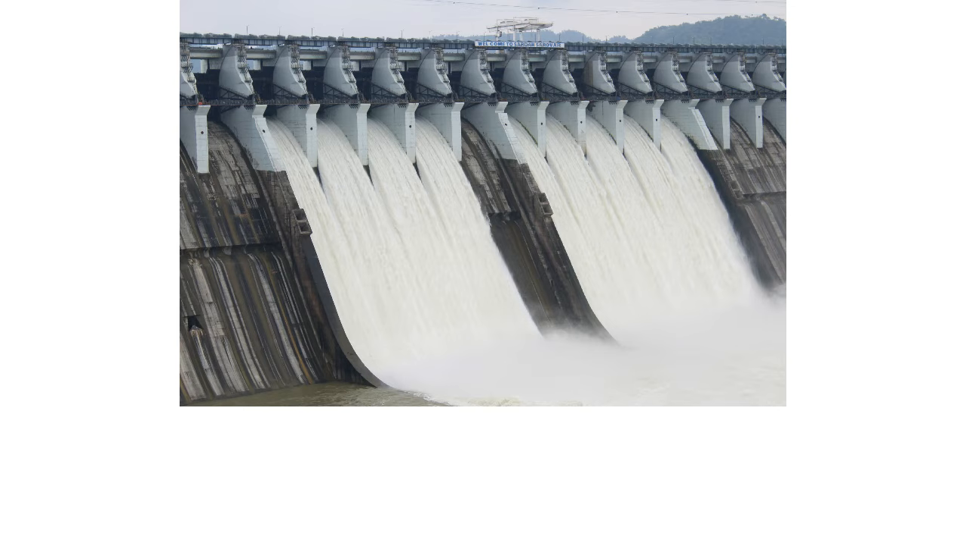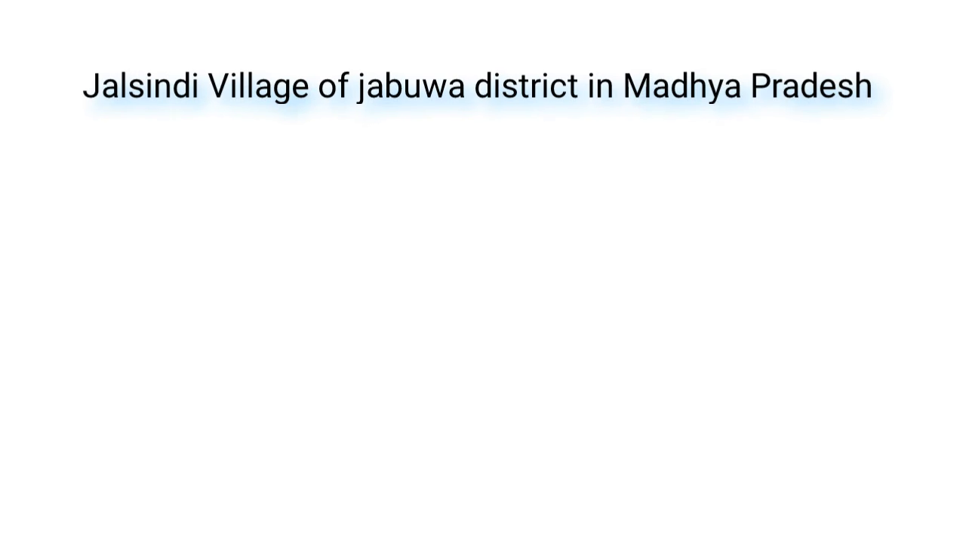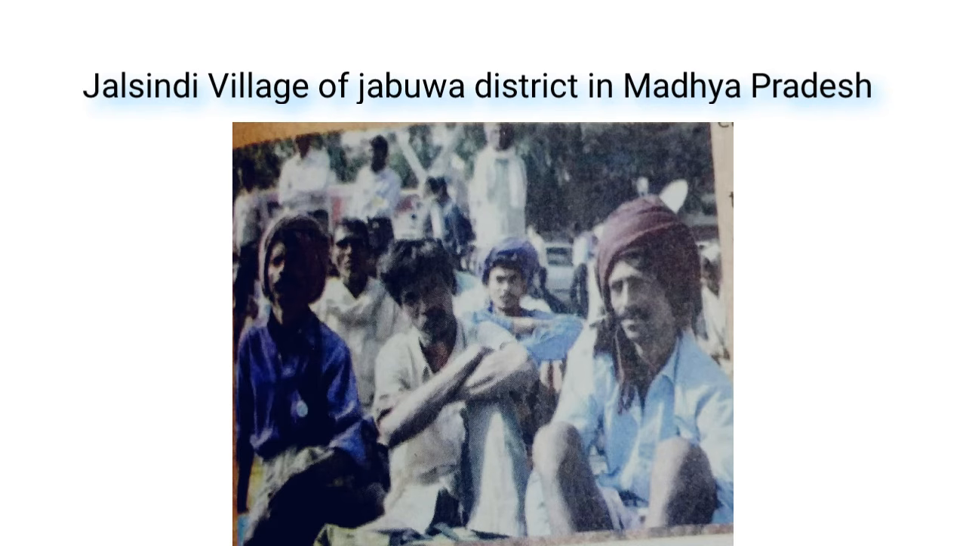What was the issue? Here we'll discuss Jalsandhi village and Baba Mahalia in the Narmada Valley Development Project. So what was the issue here? Jalsandhi is a village of Jhabua district in Madhya Pradesh. Baba Mahalia belonged to Jalsandhi, which is on the bank of river Narmada. So here when the government decided to construct the Sardar Sarovar Dam, the government asked the villagers to leave the place and move to the plains of Gujarat.